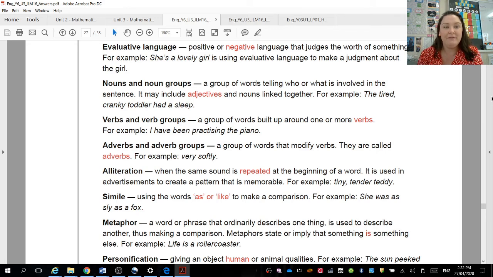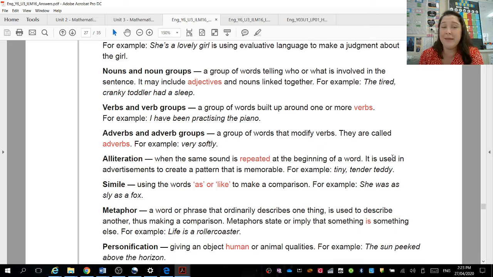Evaluative language, negative is what goes there. In noun and noun groups, it's adjective. Verb and verb groups: a group of words built up around one or more verbs. Example, I have been practicing the piano. Adverbs and adverb groups: a group of words that modify verbs. They are called adverbs. For example, very softly. Alliteration is when the same sound is repeated at the beginning of a word. It is used in advertisements to create a pattern that is memorable. For example, tiny, tender, teddy, and sometimes it can be a tongue twister.